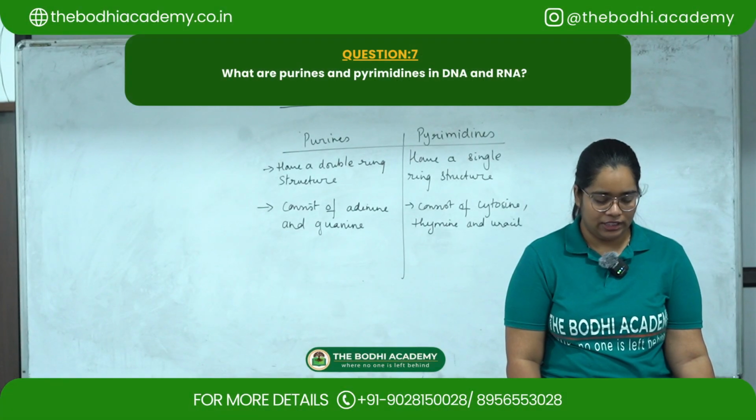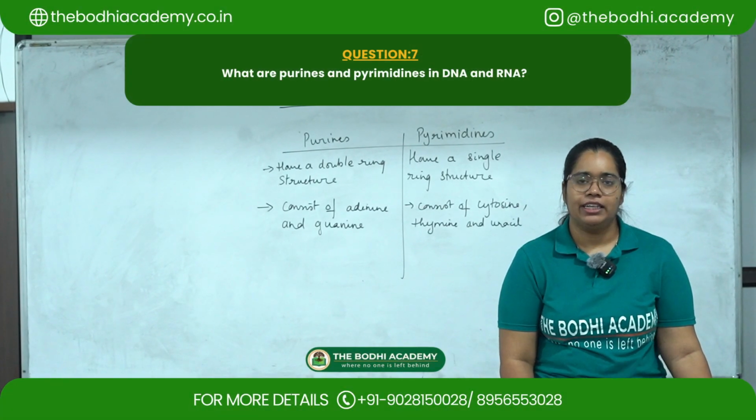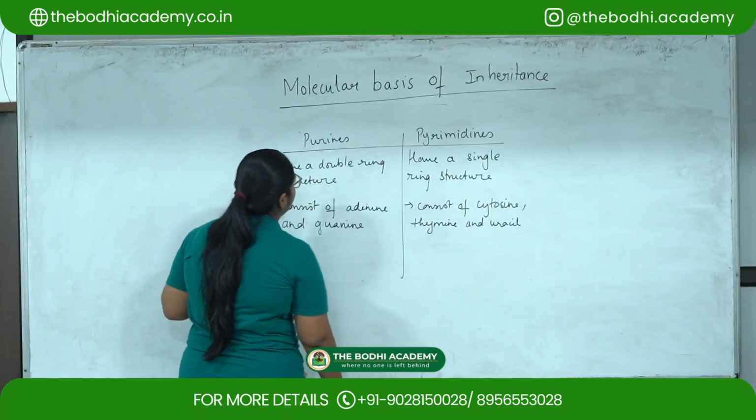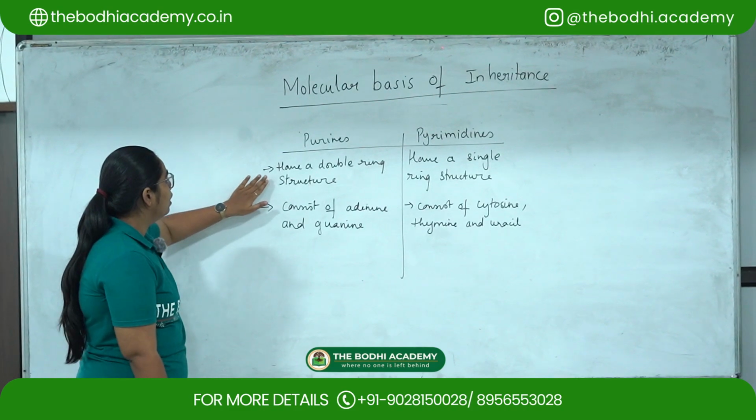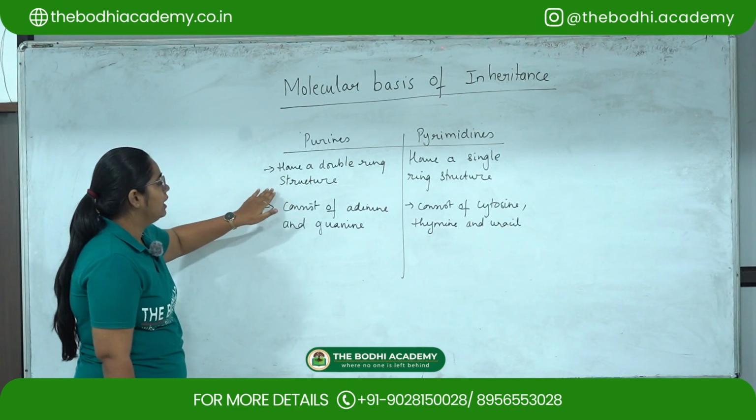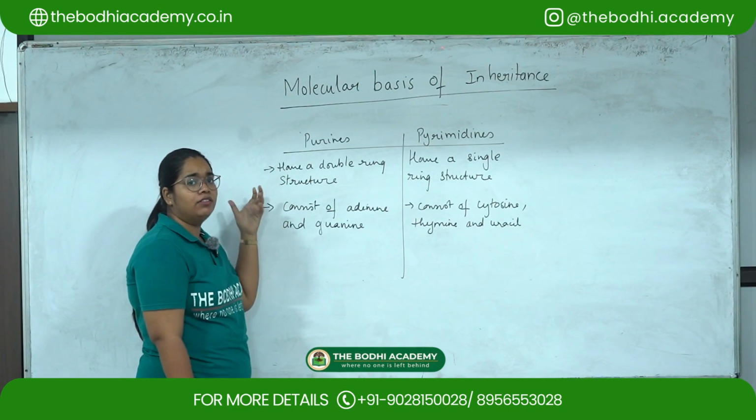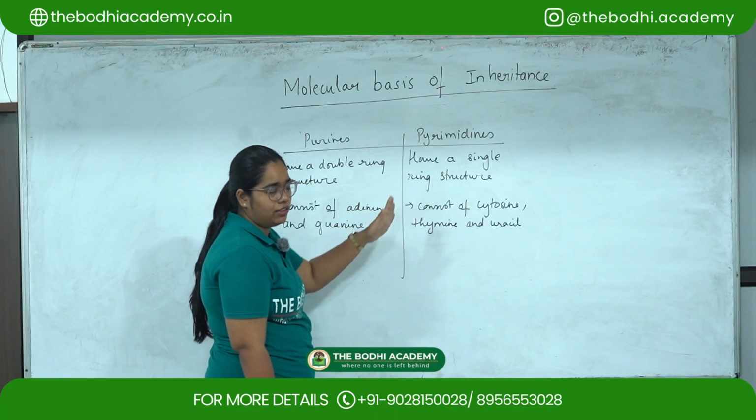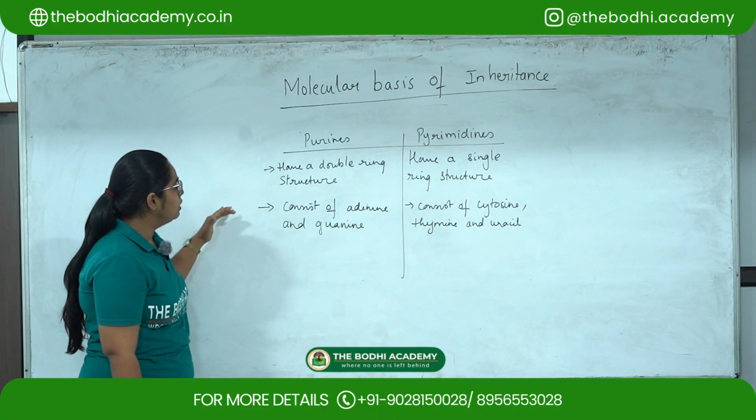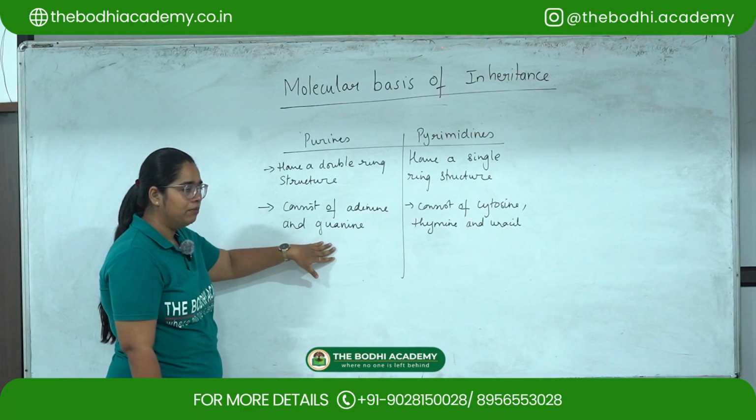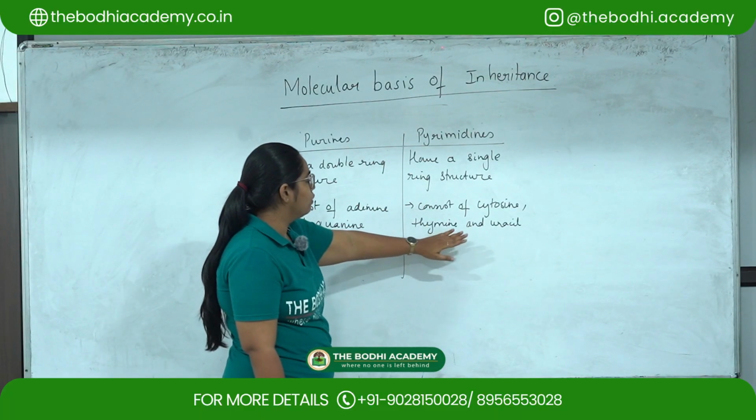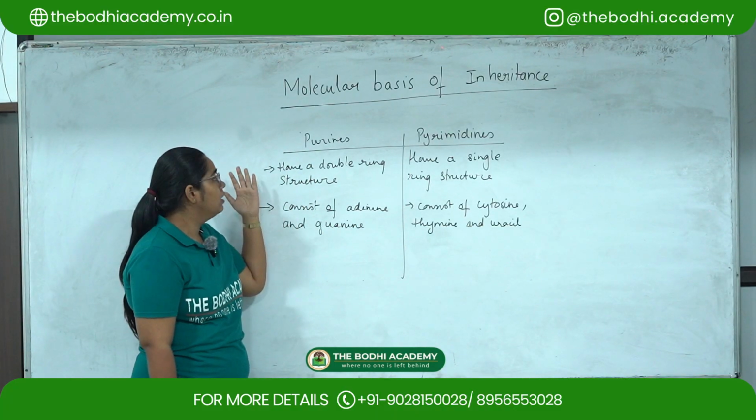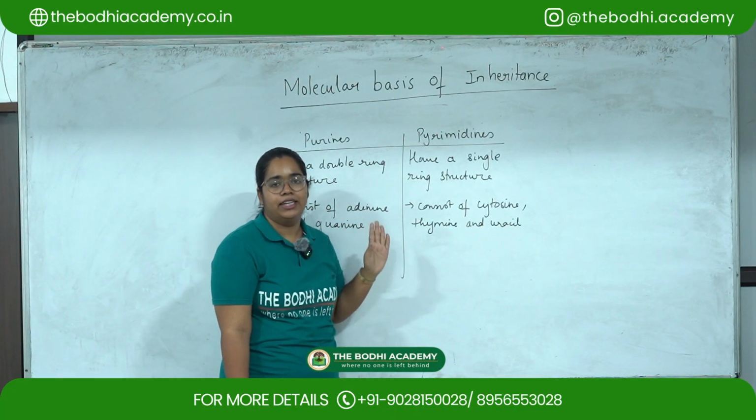So the next question is, what are purines and pyrimidines in DNA and RNA? Purines have double ring structures. So these are nucleotides which have double ring structures, and pyrimidines are nucleotides which have single ring structures. Basically purines consist of adenine and guanine, and pyrimidines consist of cytosine, thymine, and uracil. So this is the difference between purines and pyrimidines in DNA and RNA.